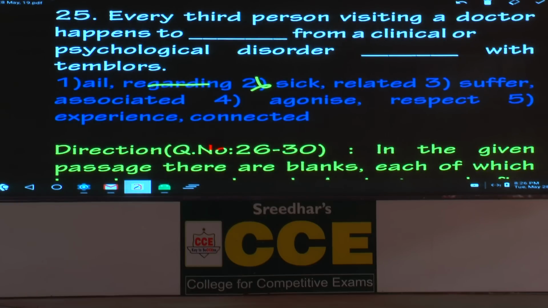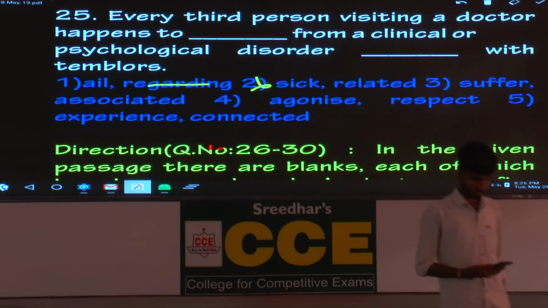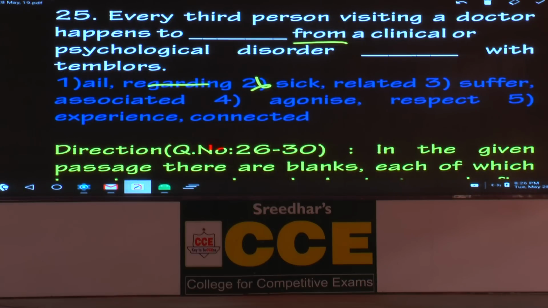Every 3rd person visiting a doctor happens to suffer. Suffer always takes a preposition. What is the preposition? Underline the word from. Suffer from a clinical or psychological disorder. What is the second word? Associated with. This is also right.